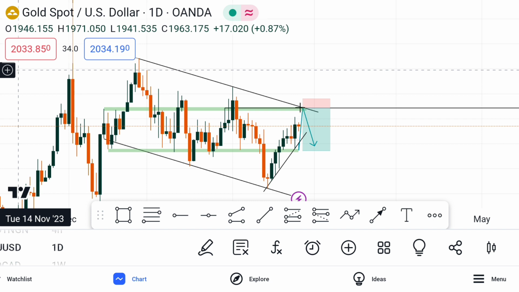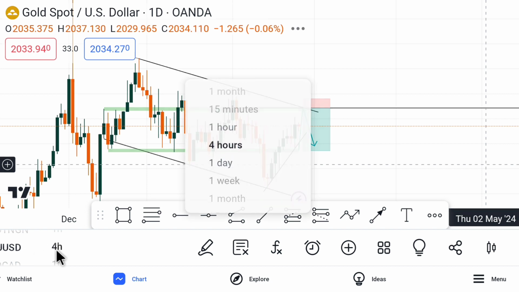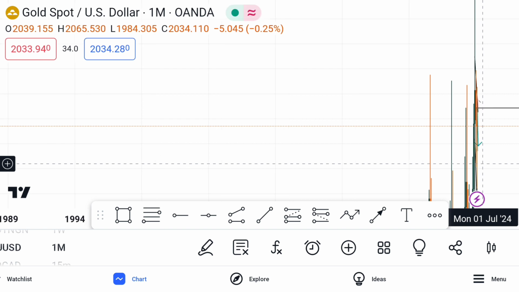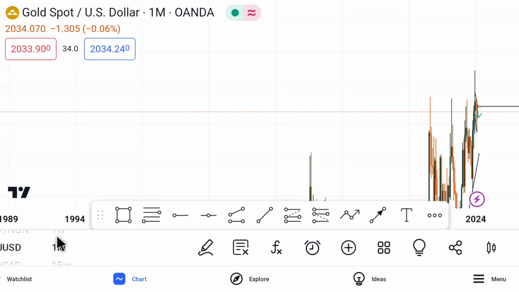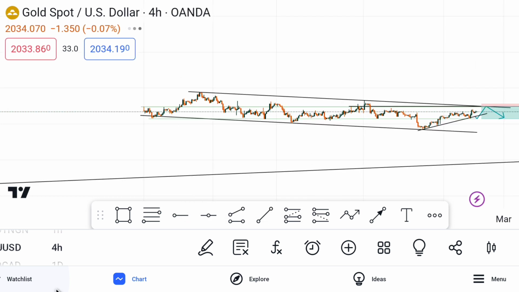We have been following gold for the last 1 week now, and gold is actually going according to the way we planned. So expecting gold to get to this point before dropping. So let's dive into the 4-hour time frame to see clearer from there. Go to the 4-hour time frame to see gold clearly.